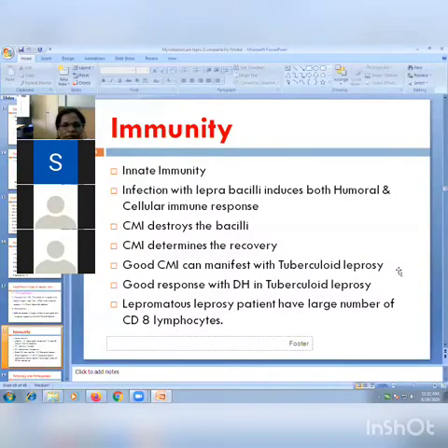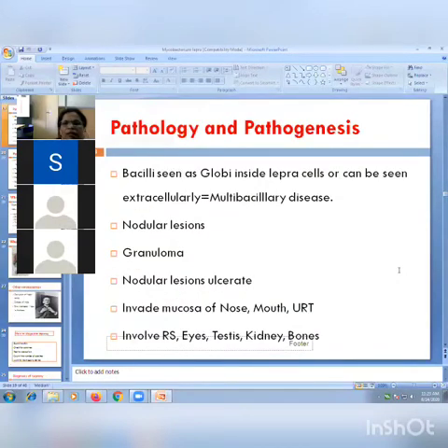Immunity. This depends upon the immunity, cell-mediated immunity. Pathology means the clinical presentation of the disease. Bacilli are present in globi in the histopathology. Nodular lesions are present on the body. We see them directly.